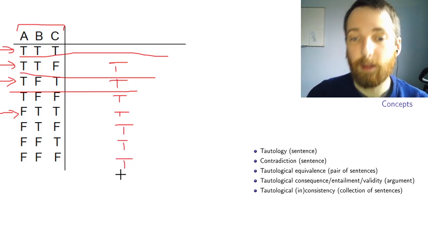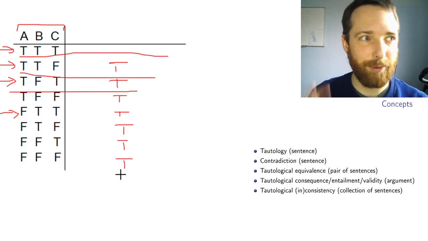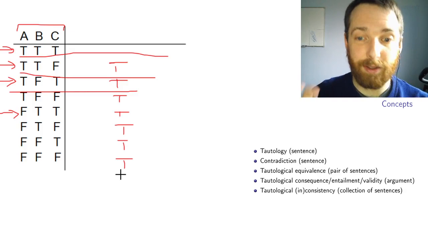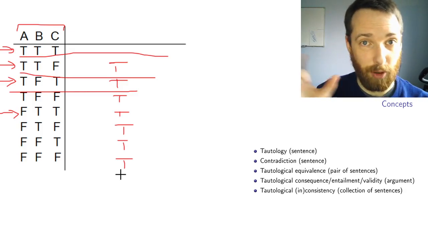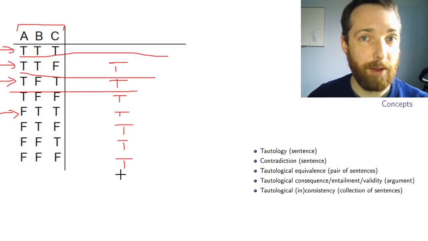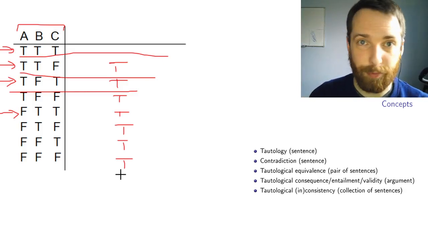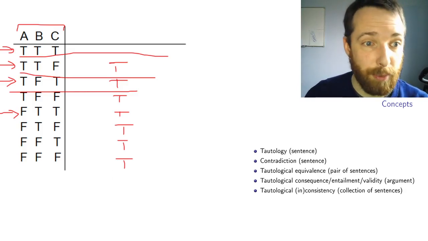This is really important, especially when we look at validity, because remember, validity is defined in terms of impossibility. What makes an argument valid is that it's impossible to have a certain combination of truth values, namely all true premises and a false conclusion. So if you want to show something is valid, you have to make sure none of the rows of your truth table have true premises and a false conclusion. Okay, let's look at some examples.